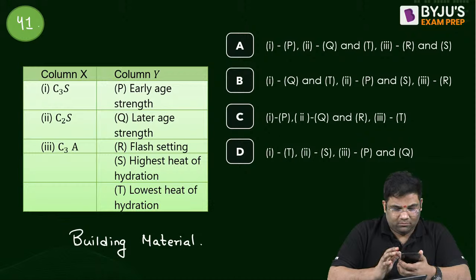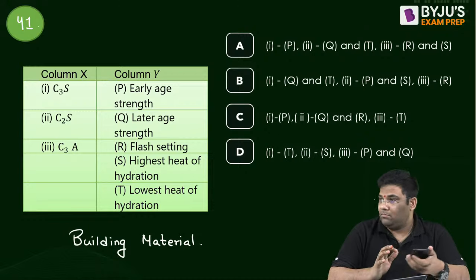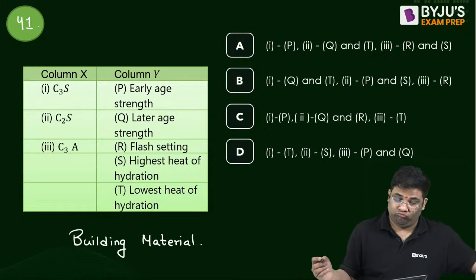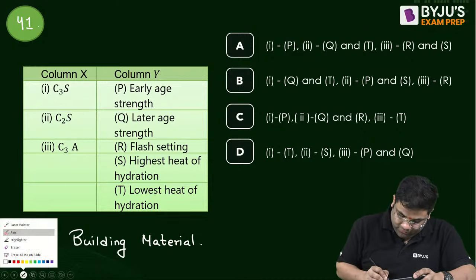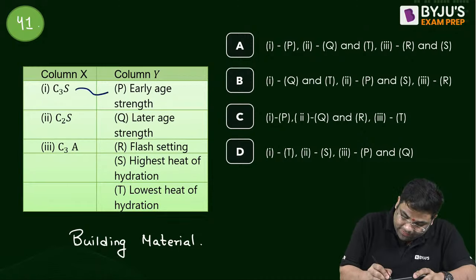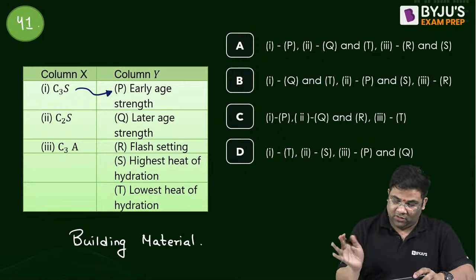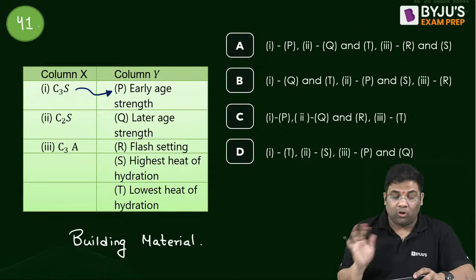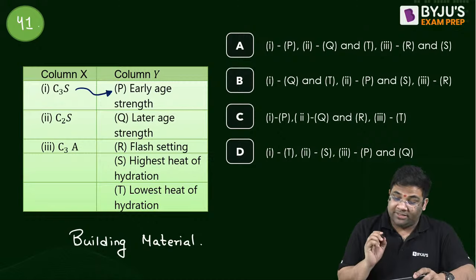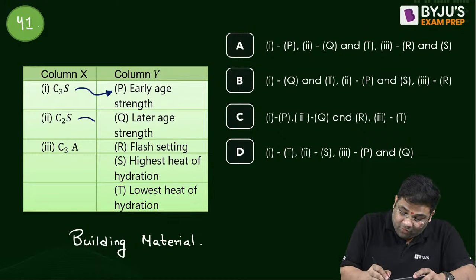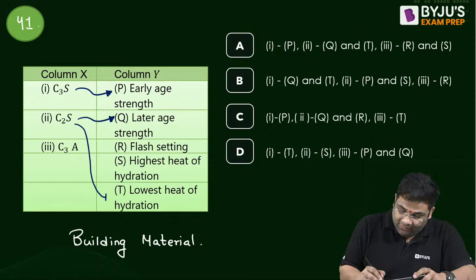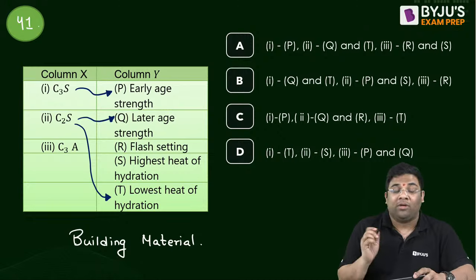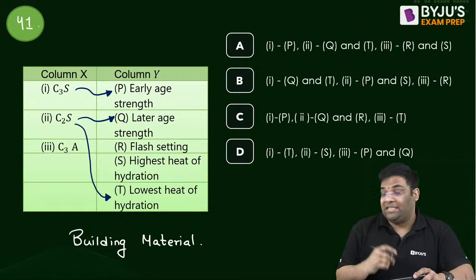Let us see. You see, C3S is only responsible for the early strength. It is not for later strength, it is not for flash setting, it is not having the highest or lowest heat of hydration. Now C2S is for your later strength, and also it has the lowest heat of hydration. Therefore we increase the amount of C2S in your low heat cement.